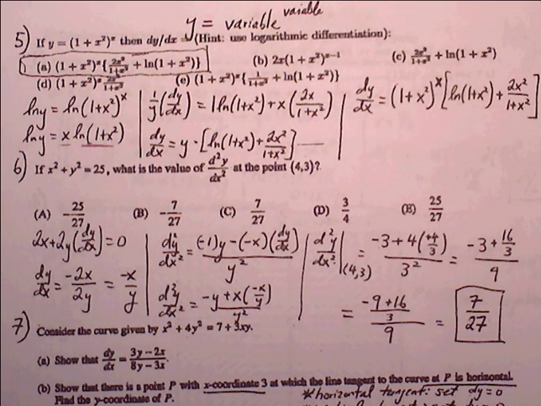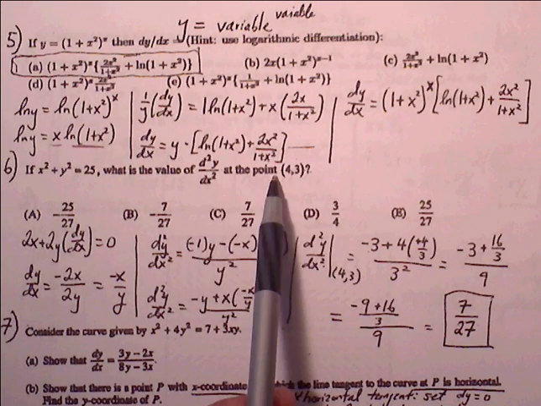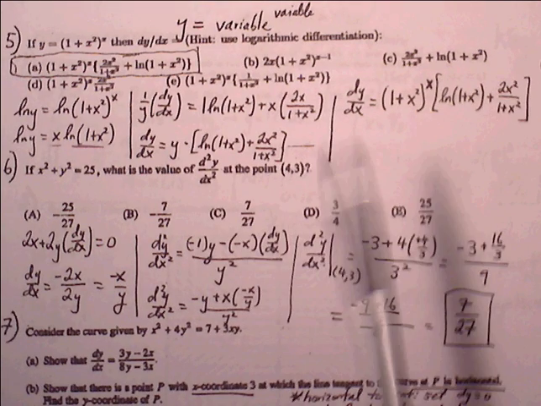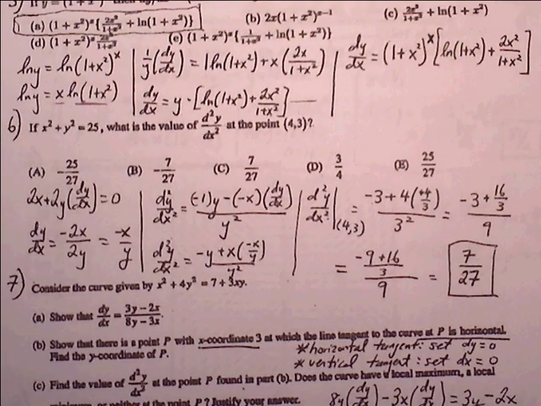Okay, number 6, if x squared plus y squared equals 25, what's the value of d2y over dx2 at the point (4, 3)? So this is asking for the second derivative at a particular point. So we may have to go through implicit differentiation twice. So let's go through this process here.